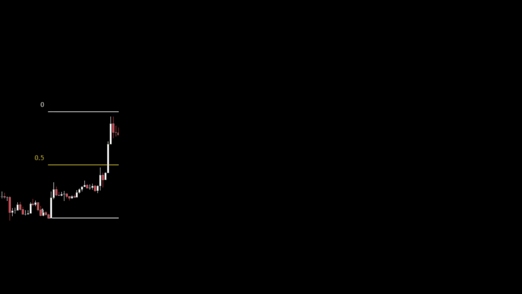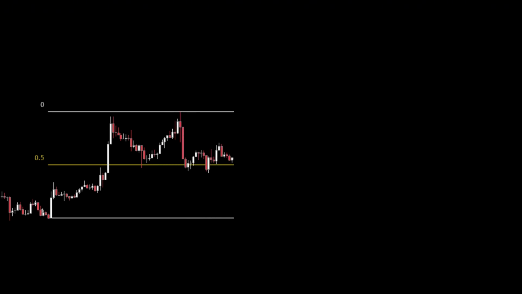That 50% level becomes our entry area. Why? Because instead of buying at the top after the change of character, we wait for price to pull back into a fair price. We let the market come to us. This keeps us from entering emotionally.